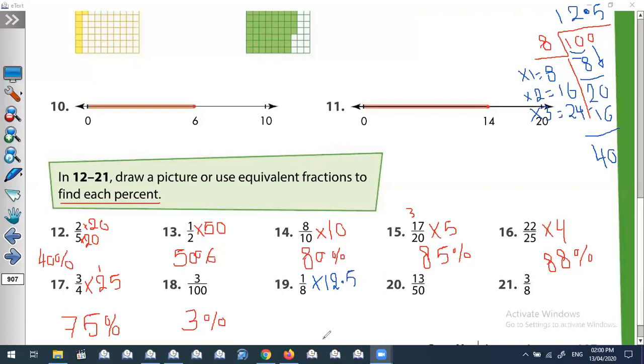1 times 12.5, it's 12.5, and don't forget percent. 50. Who can tell me 50? Yes, multiply by 2. Now 2 by 3, 6. 2 by 1 is 2. 26%.